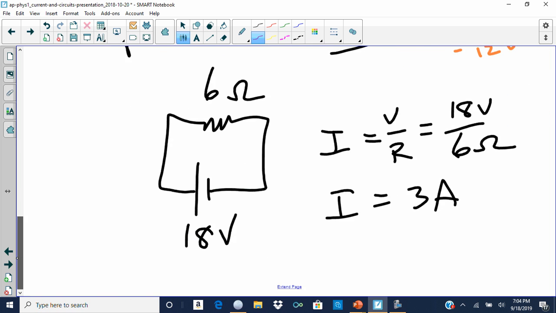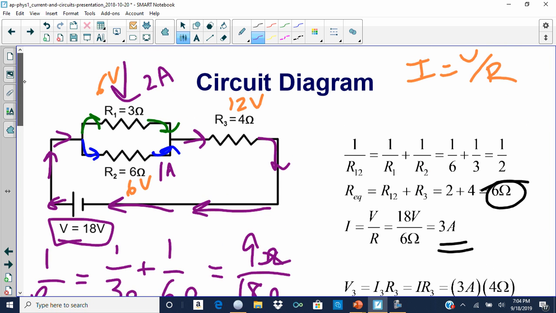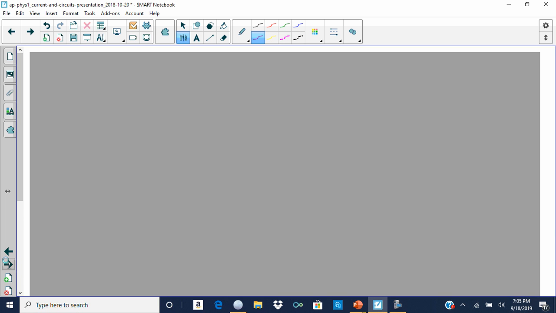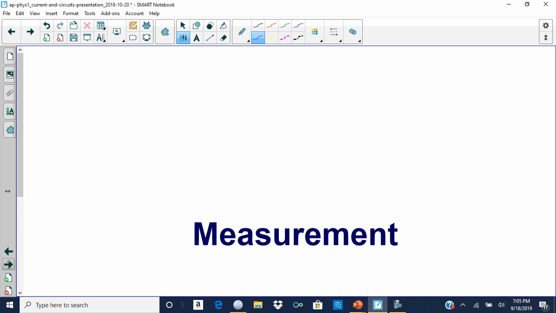So there you go. That's how you solve this problem. What you may want to do is go in slow motion because I get very excited about these circuits. So just play it back in slow motion. In the next video, we're going to cover measurement.